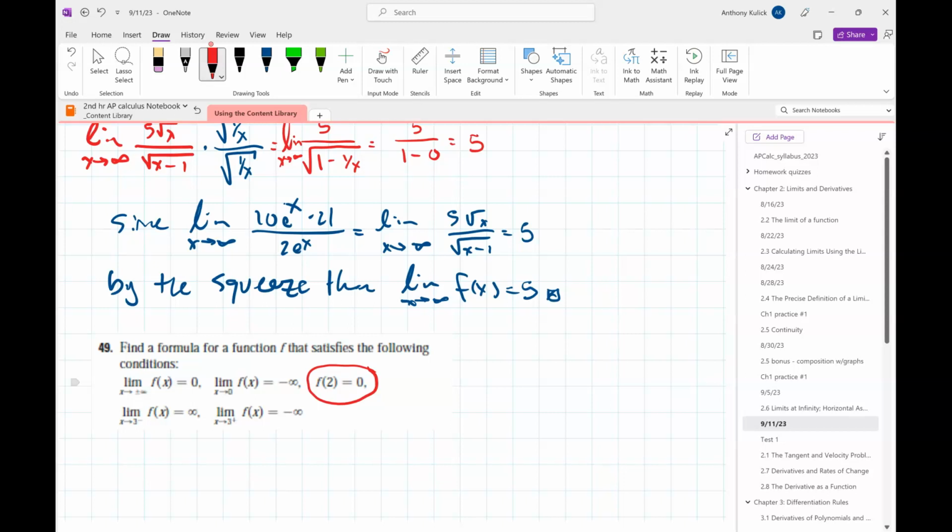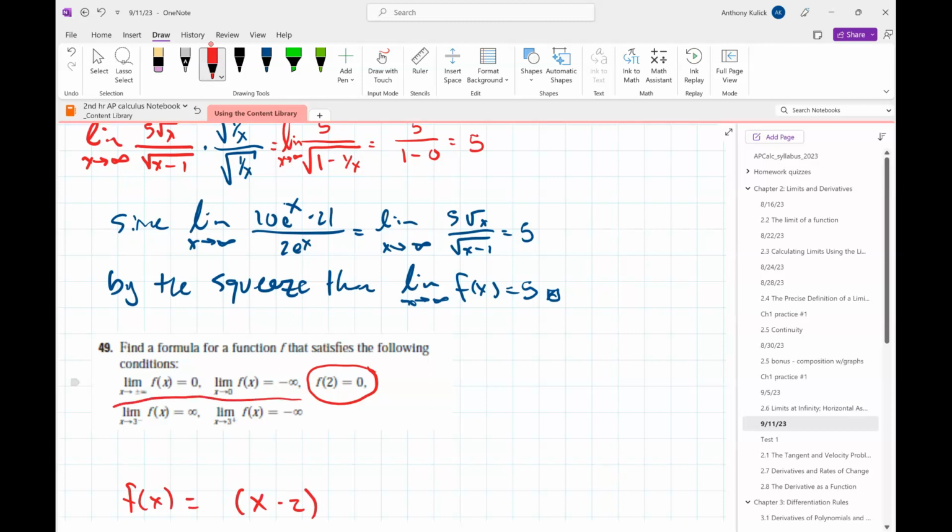Right, that's an x-intercept. Great, which means that our polynomial that we're going to use has to contain the factor x minus 2, right? I'm going to have x minus 2. Everybody's okay there?